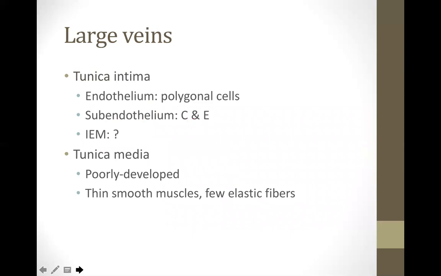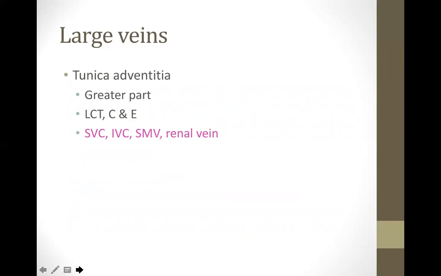your large veins. Kaya question mark ito kasi there have been books saying that the IEM is prominent in the veins, but hindi natin masasabi. Even Junqueira hindi pa masyadong nasasabi na there is an IEM between intima and media. For the large veins, it's poorly developed ang tunica media niya. It is composed of thin smooth muscles with few elastic fibers. Now look at the tunica adventitia, greater part. It is composed of loose connective tissue, collagen, and elastic fibers.